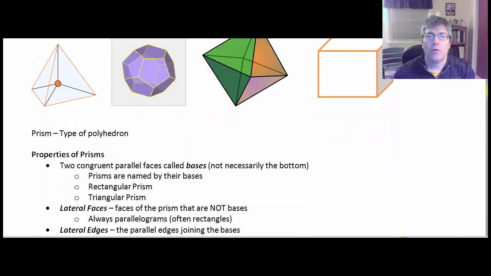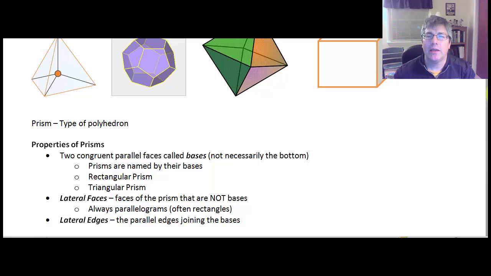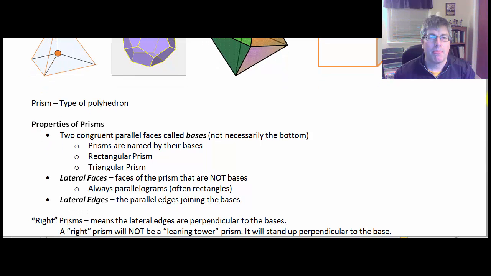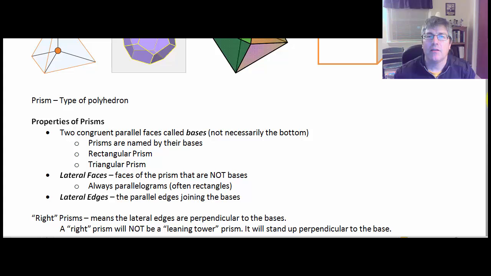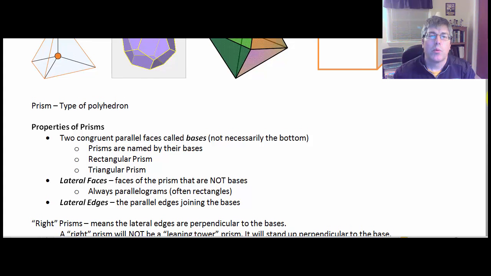We're going to work most frequently with prisms. A prism is a subcategory or a type of polyhedron. Okay? Prisms have some characteristics. They are made up of two congruent parallel faces or the bases, not necessarily the bottom.